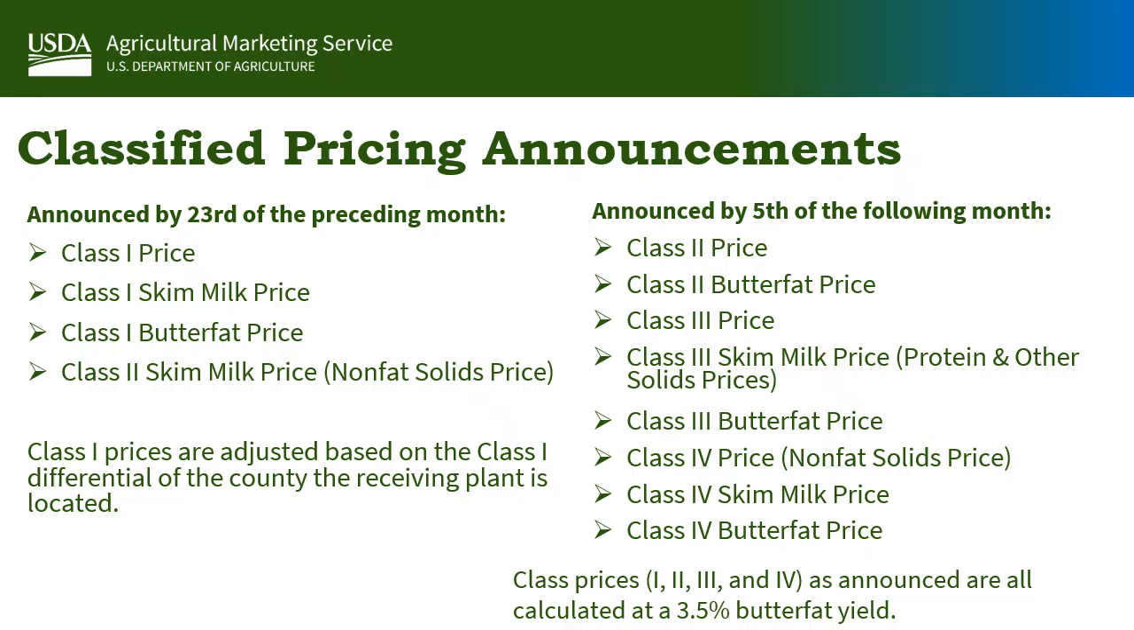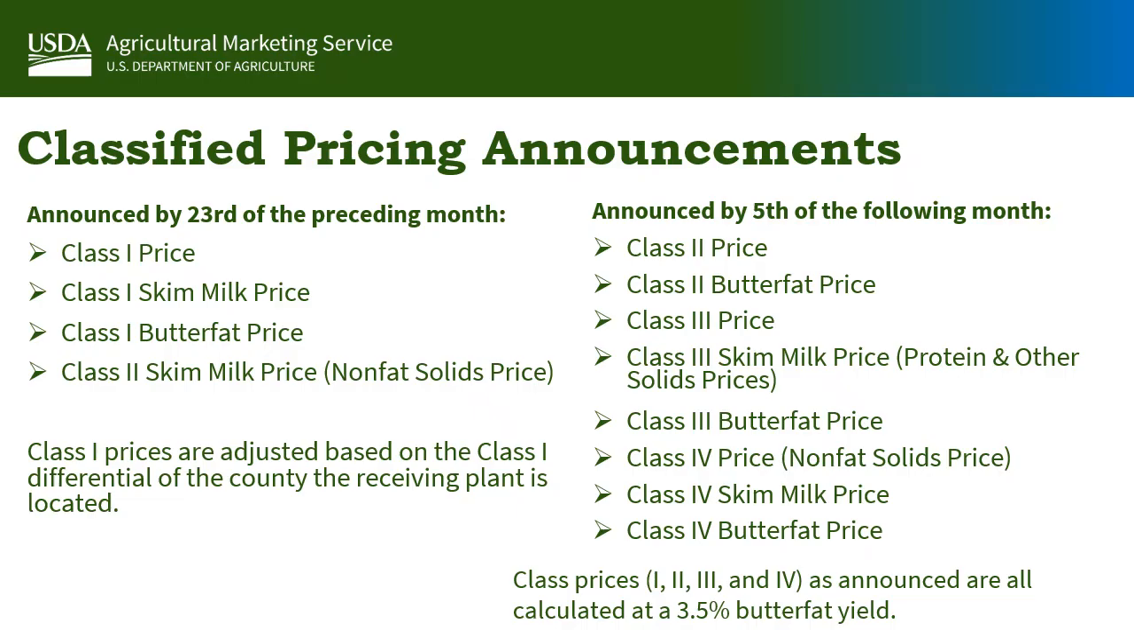Since federal orders require fluid handlers to be regulated, knowing the price they will have to pay for raw milk before the beginning of the month allows them to price their products to the customer accordingly. By the 5th day of the following month, the Class 2, Class 2 Butterfat, Class 3, Class 3 Skim, Class 3 Butterfat, Class 4, Class 4 Skim, and Class 4 Butterfat prices are announced. These prices for June are announced on or before July 5th.